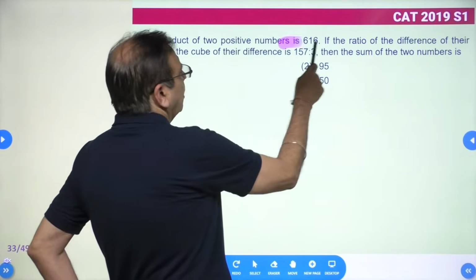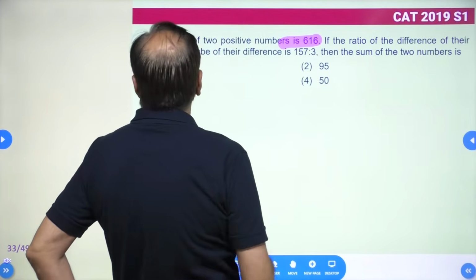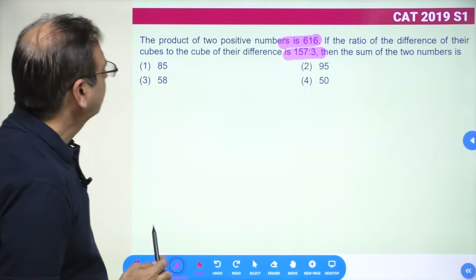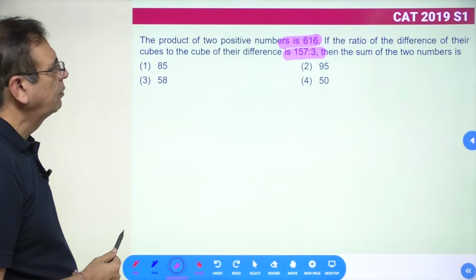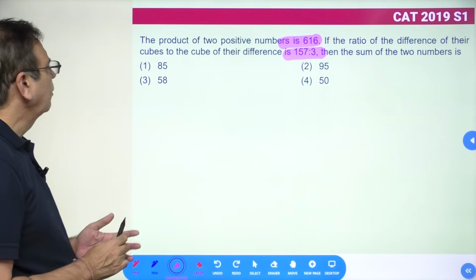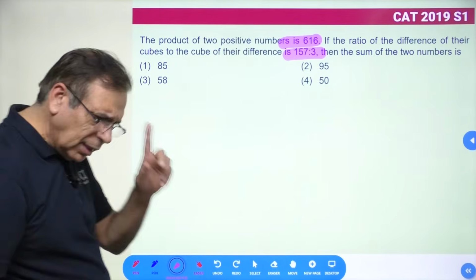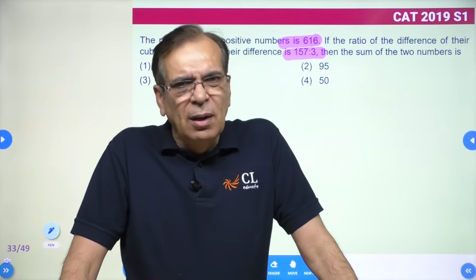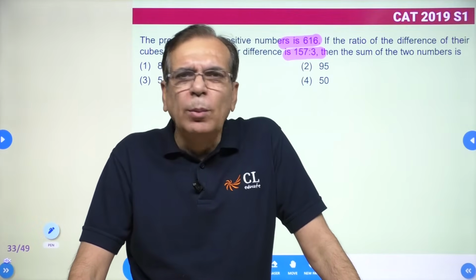The product of two positive numbers is 616. The ratio of the difference of the cubes to the cube of their difference is 157:3. Then the sum of these two numbers is what? Now this is the kind of question I will hate to attempt in the paper. I would look at it and skip it, because this question is going to be time consuming.